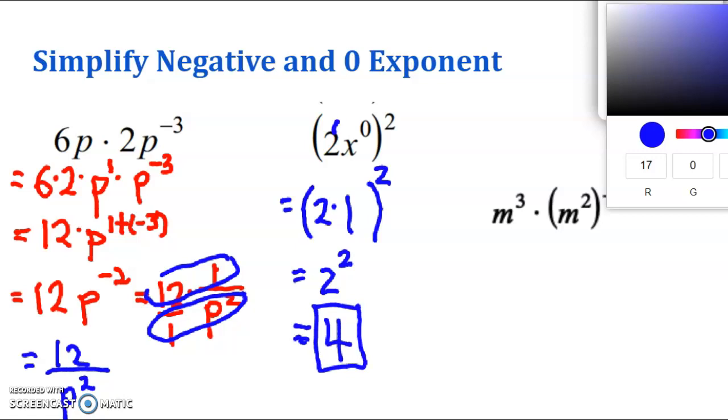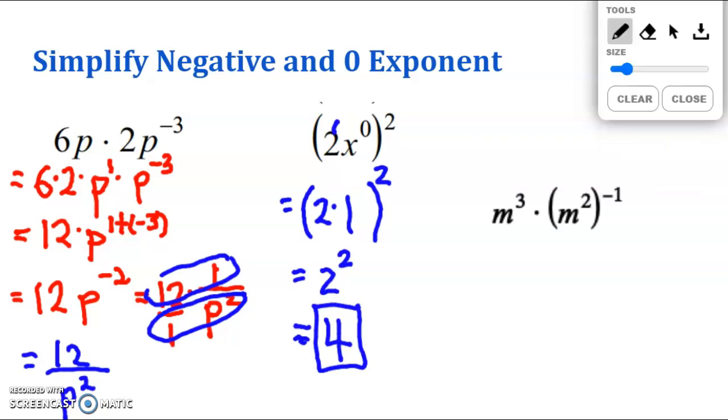And then let's try this problem. Alright, so when you have m to the power of 3 multiplied by m squared, all raised to the power of negative 1. Again, we have this negative 1. Few ways to apply this.